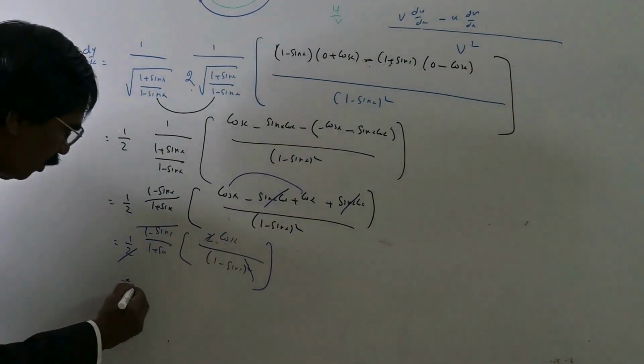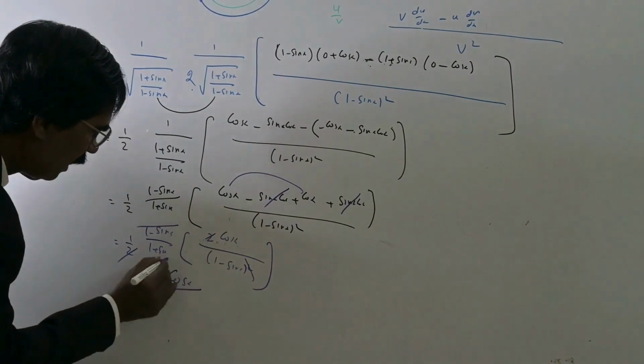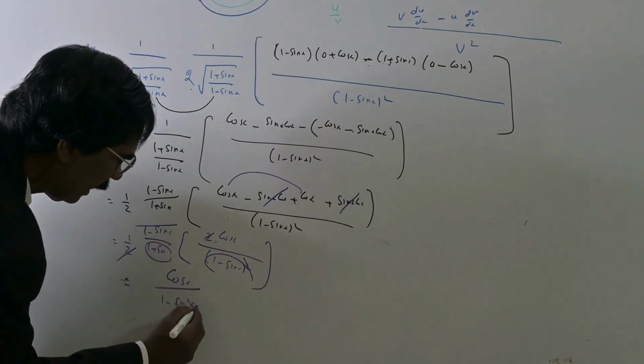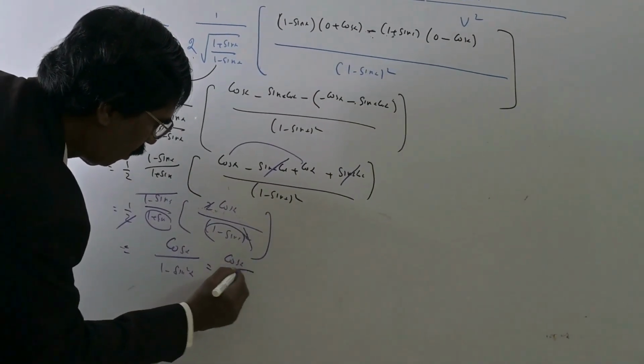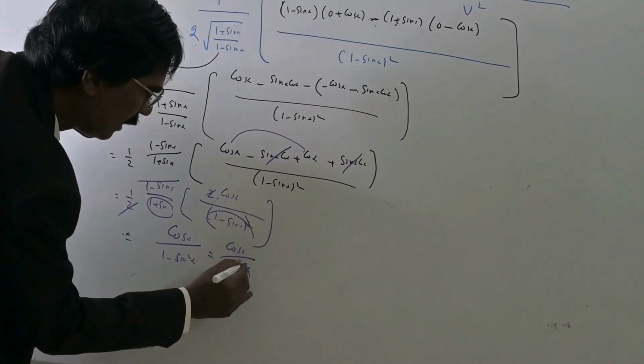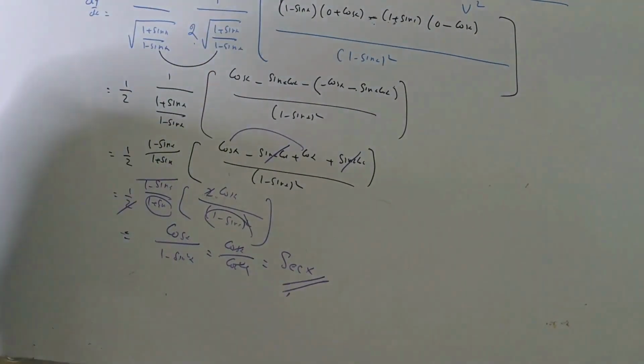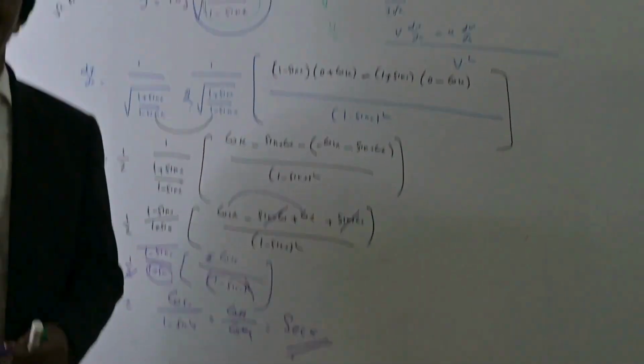Right? Now listen. The numerator you have cos x. A plus b into a minus b. What is this? 1 minus sin square x. You know, 1 minus sin square x is cos square x. Cancel this. 1 by cos x becomes secant x. Hope this sum is solved. Good luck.